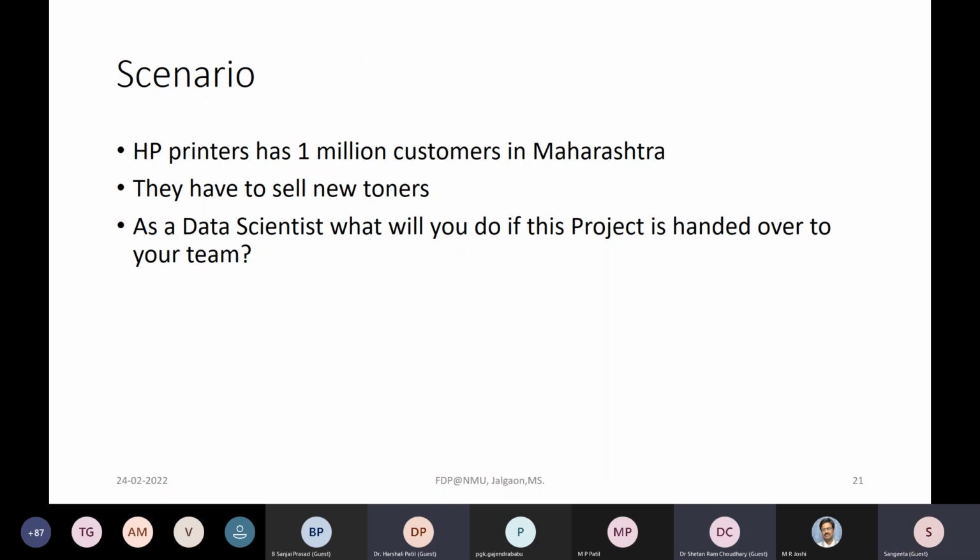A scenario is given to you. Assuming all of you know data science, you have all used the algorithms, you are all studying classification, clustering, regression, all of that. It's a hypothetical scenario where HP Printers has 1 million customers in Maharashtra. The sales head of HP Printers meets a data scientist and tells him he has some new toners lying in his godown and he wants to sell them to these people. If this project is handed over to you and your team, how would you approach this?